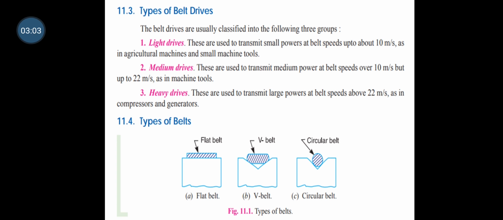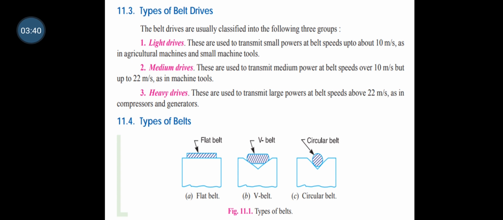And the next drive is the medium belt drive. These drives are used to transmit medium power at a belt speed over 10 meters per second up to 22 meters per second. These drives are used in machine tools. And the final belt drive is the heavy drives. These are used to transmit large power at a belt speed above 22 meters per second, as used in compressor and generator drives.